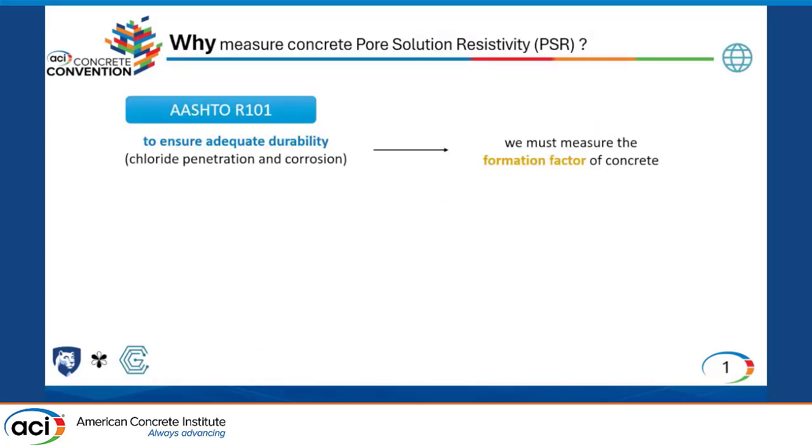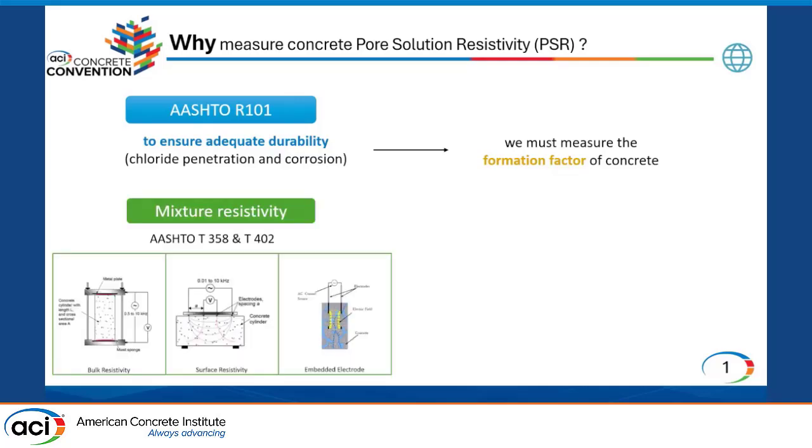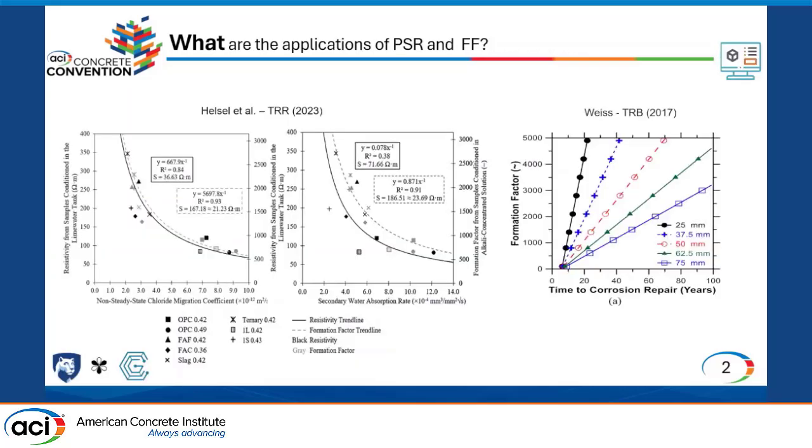So why do we measure pore solution resistivity? Well, measuring formation factor as outlined by AASHTO R101 is essential to ensure the adequate durability of concrete. Formation factor is defined as the ratio between mixture resistivity and pore solution resistivity. While there are lots of standards that discuss how to calculate mixture resistivity, there is no standard on how to calculate the pore solution resistivity. So we're working on creating a sensor that is capable of measuring the pore solution resistivity to fulfill this cause.